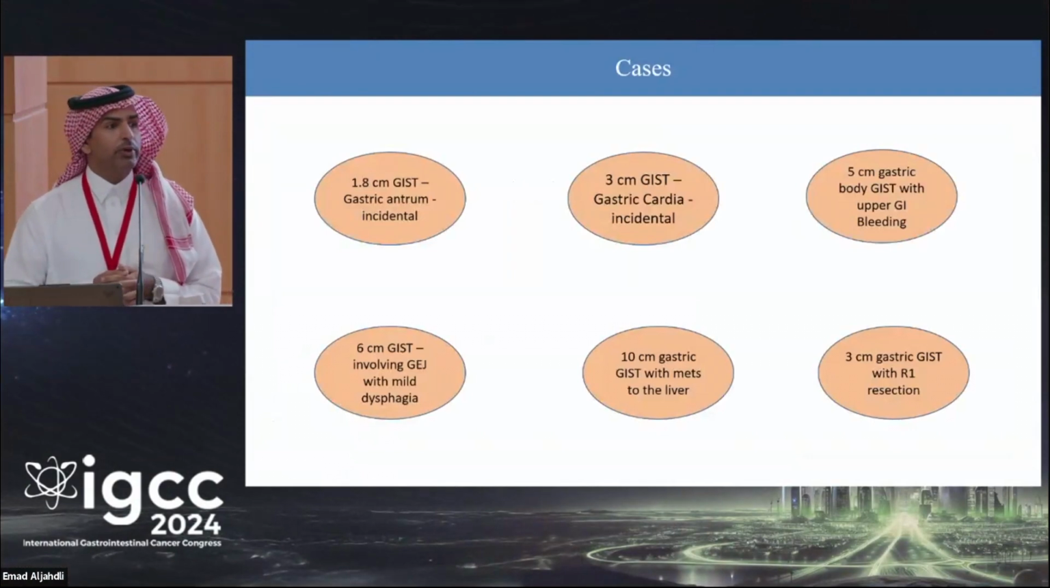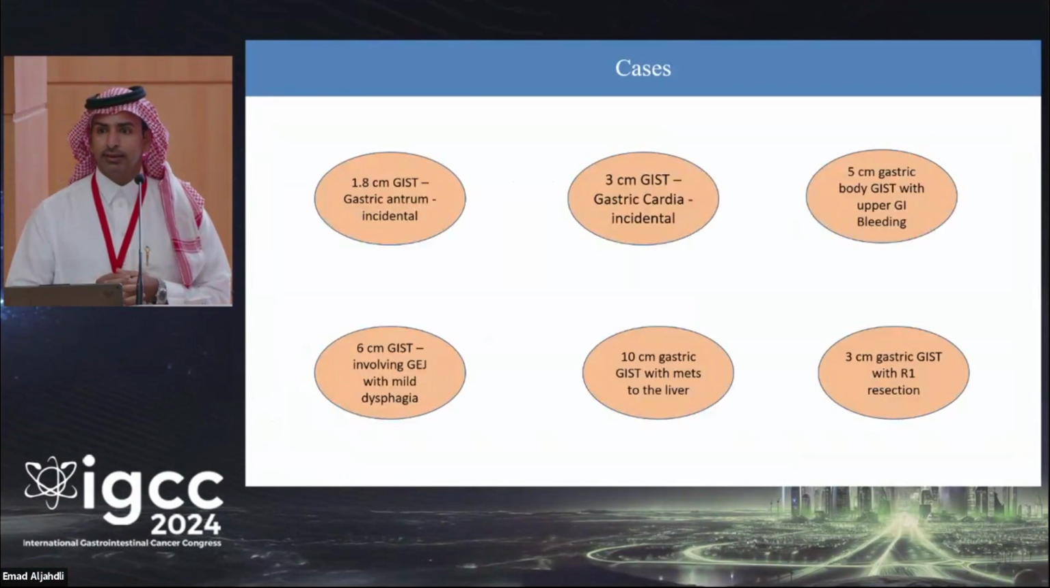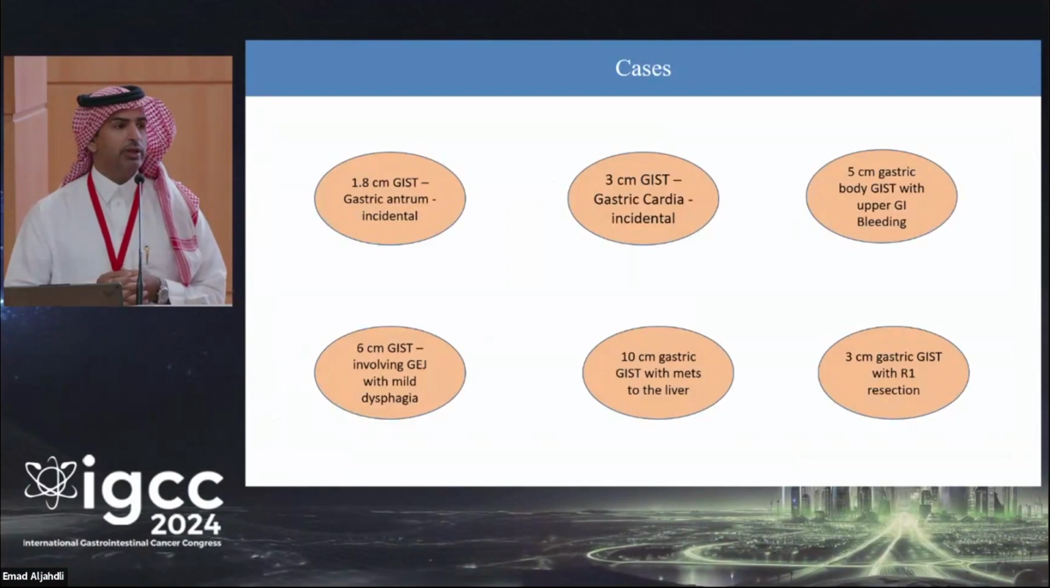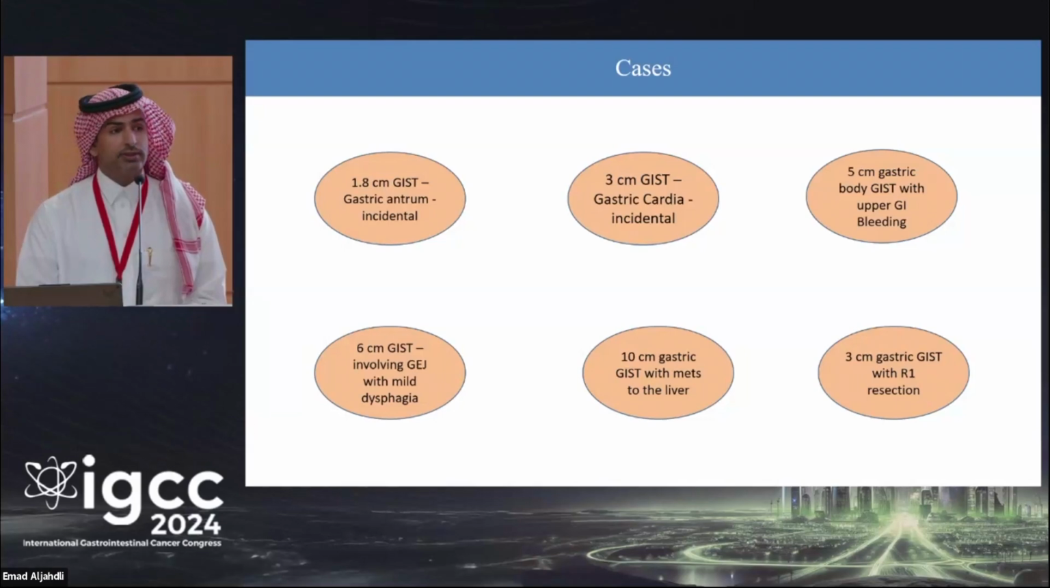The first case is a 1.8 millimeter lesion found incidentally. The patient came for GERD, you did endoscopy, you find a lesion, and it turned out to be GIST. What should you do about it? Another scenario is a 3 centimeter GIST in the cardia, also incidental.